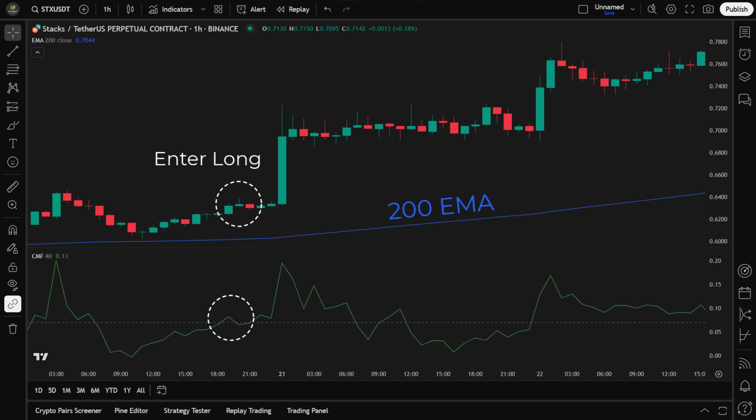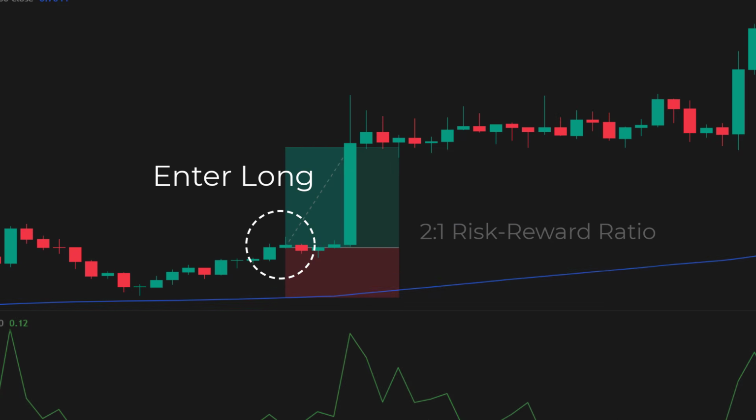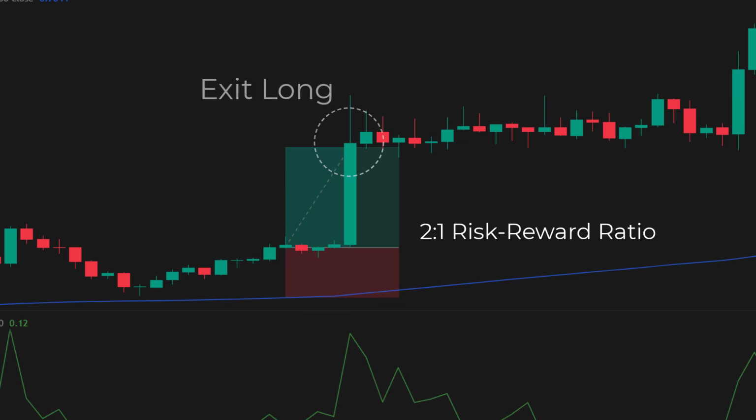For risk control, we're using an ATR-based stop loss, which adapts to market volatility. The formula is signal candle close minus 2 times ATR, using the average true range. ATR allows our stop to adjust to market conditions, avoiding premature exits from normal price fluctuations. For the take profit, we apply a classic 2-to-1 risk-reward ratio, placing the target at 2 times the stop-loss distance. This ensures that even with a 50% win rate, the strategy remains profitable over time. If a candle closes above the take profit level, we exit the trade and lock in our profits.